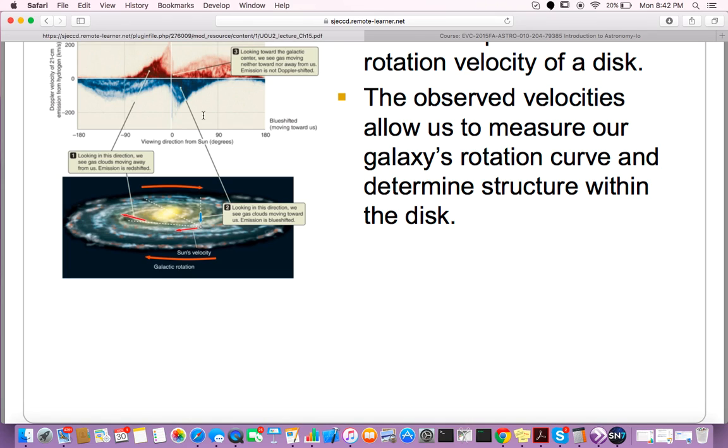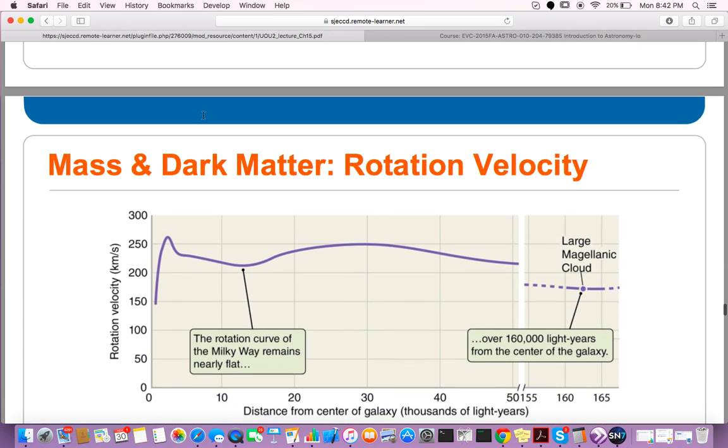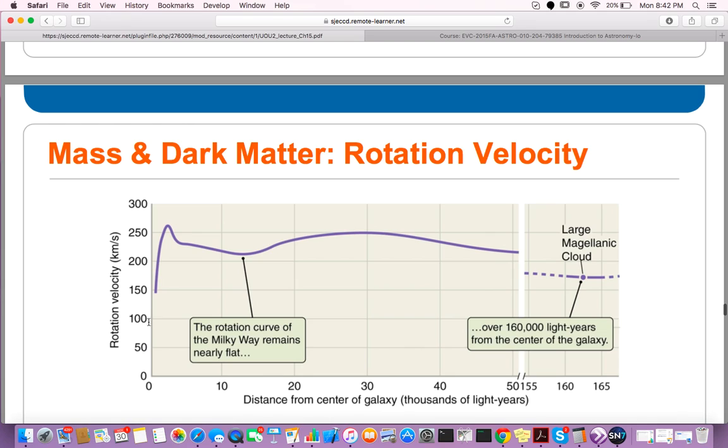And it doesn't. In fact, what we observe is not explained by Newton's gravitational law, and the only way to account for that is by including an unseen type of matter in our galactic halo, and we call that dark matter. And here's the graphic that explains that. According to Kepler's law, this curve should fall and fall and fall, but it doesn't. It keeps increasing.